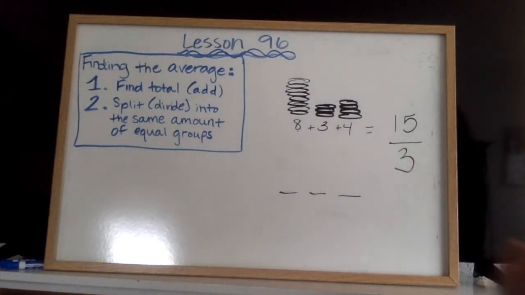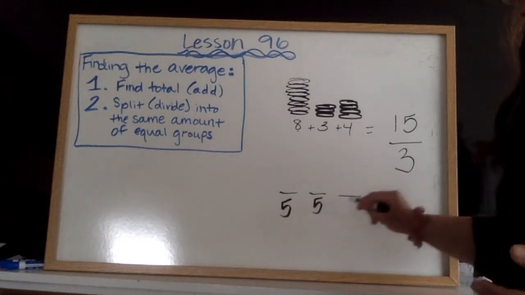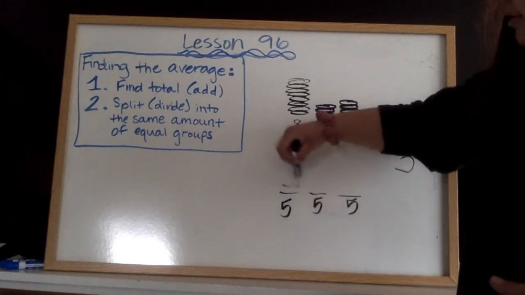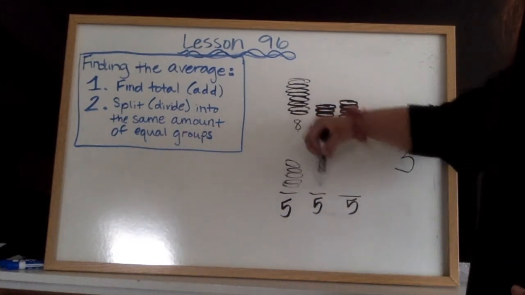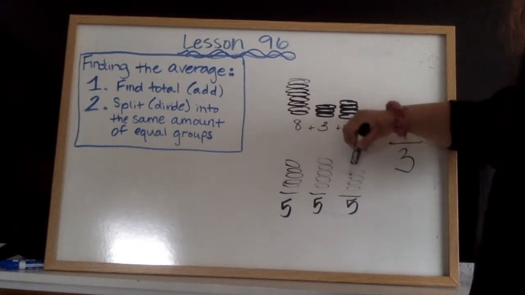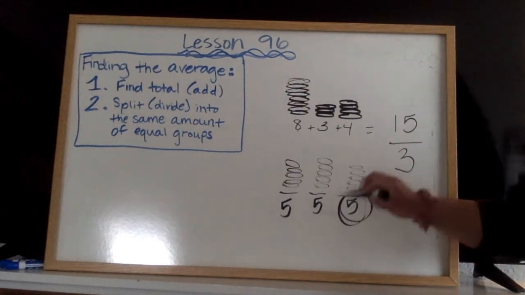We know this in our head. We know that that's 5. So our average should be 5 in each group. Okay, so 1, 2, 3, 4, 5, 6, 7, 8, 9, 10, 11, 12, 13, 14, 15. So 5 would be the average.